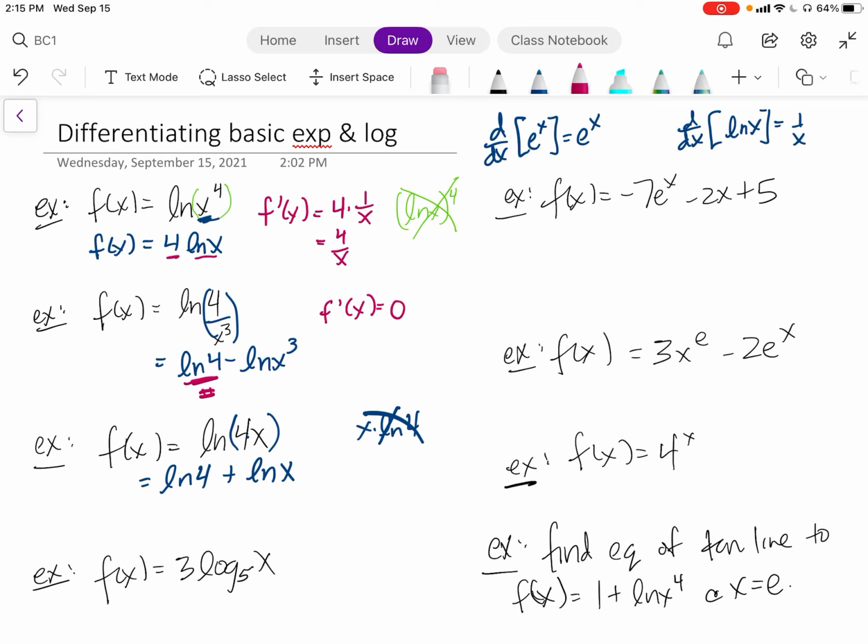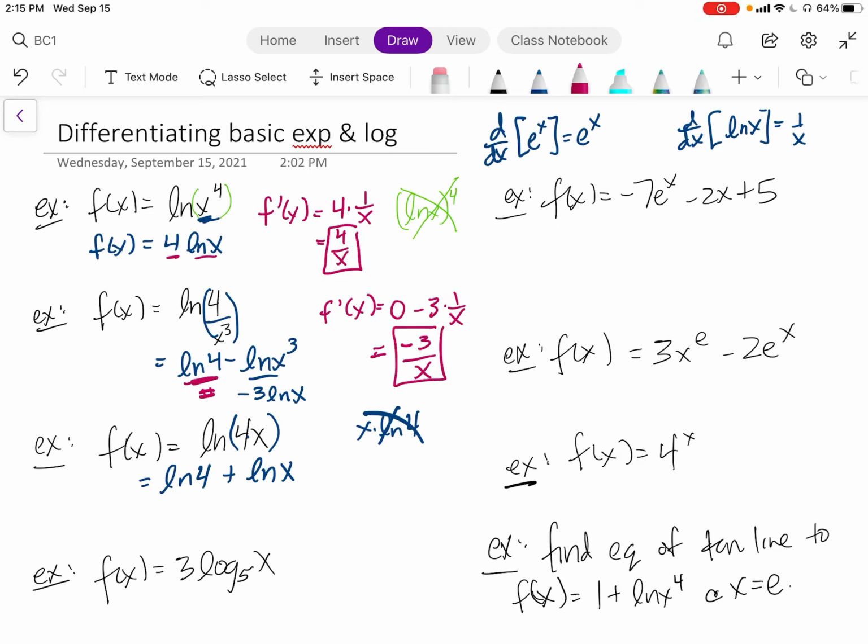Now, ln x to the third is just like we had above, right? So really I'm thinking of this piece as a negative 3 ln x. So the derivative of that is negative 3 times 1 over x. And therefore, the final derivative combining like terms is negative 3 over x. Right? There's that solution.